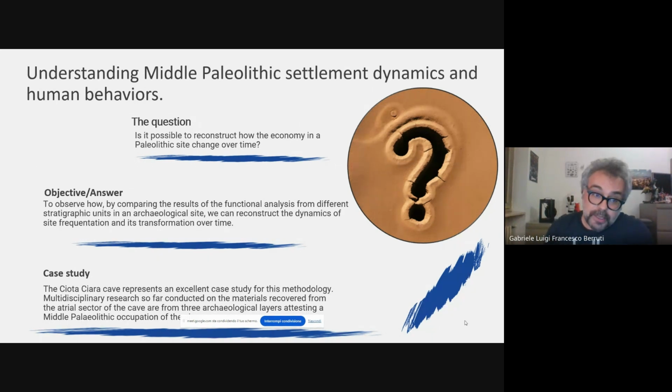It's very important that I am a specialist in use-wear analysis, but to give an answer to this important question, I need data from other studies. For example, paleontology, micropaleontology, geoarchaeology, lithic technology, and similar things.